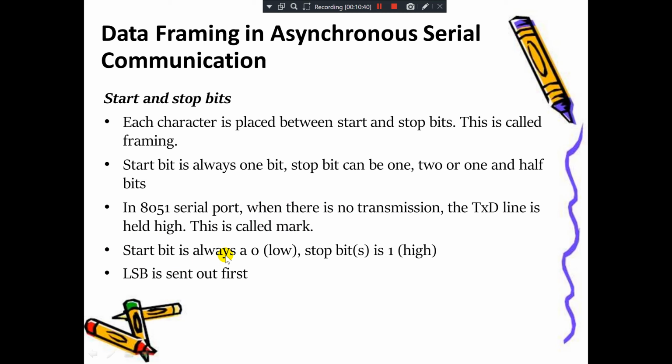The start bit is always 0, that is low. Stop bit is always 1, that is high. LSB is sent out first. So it is an important point.